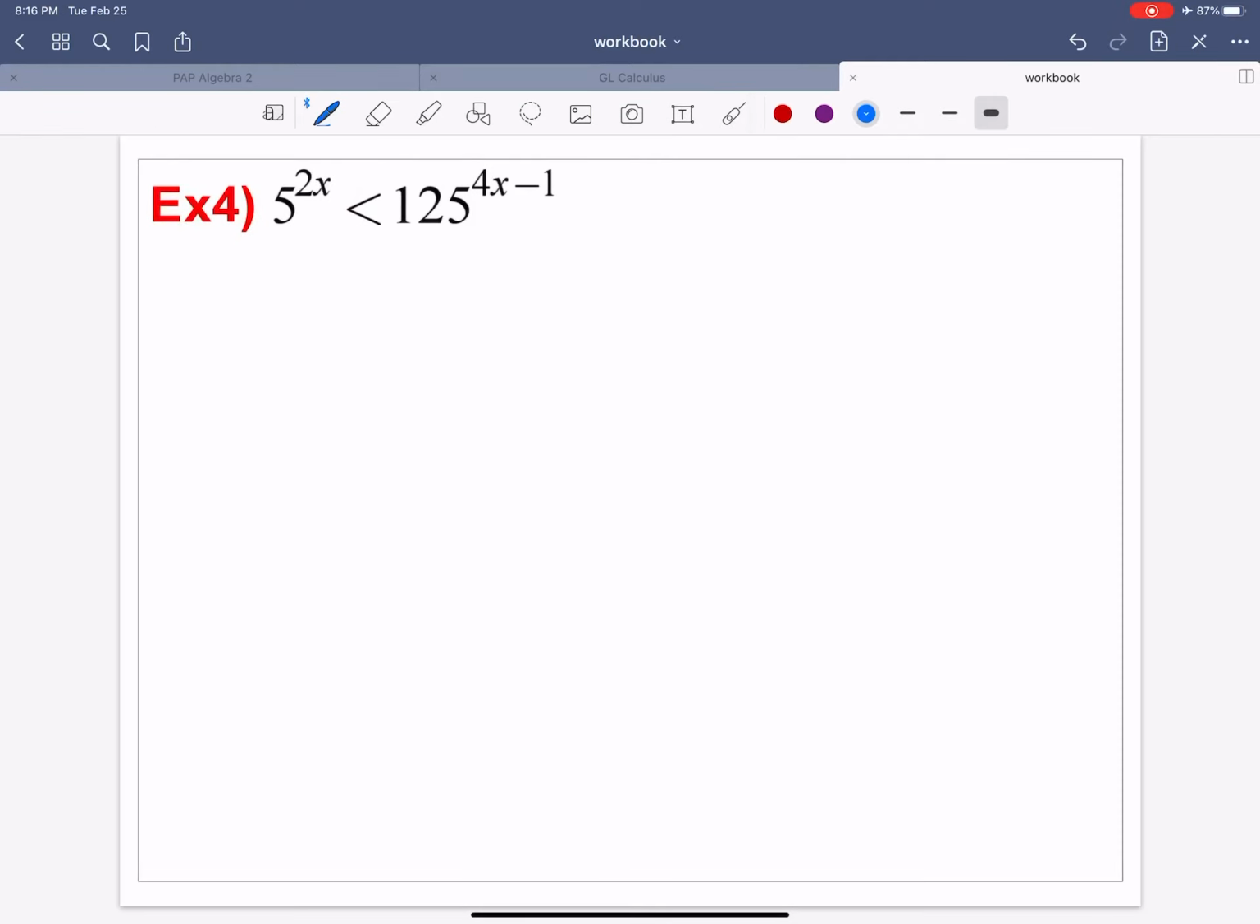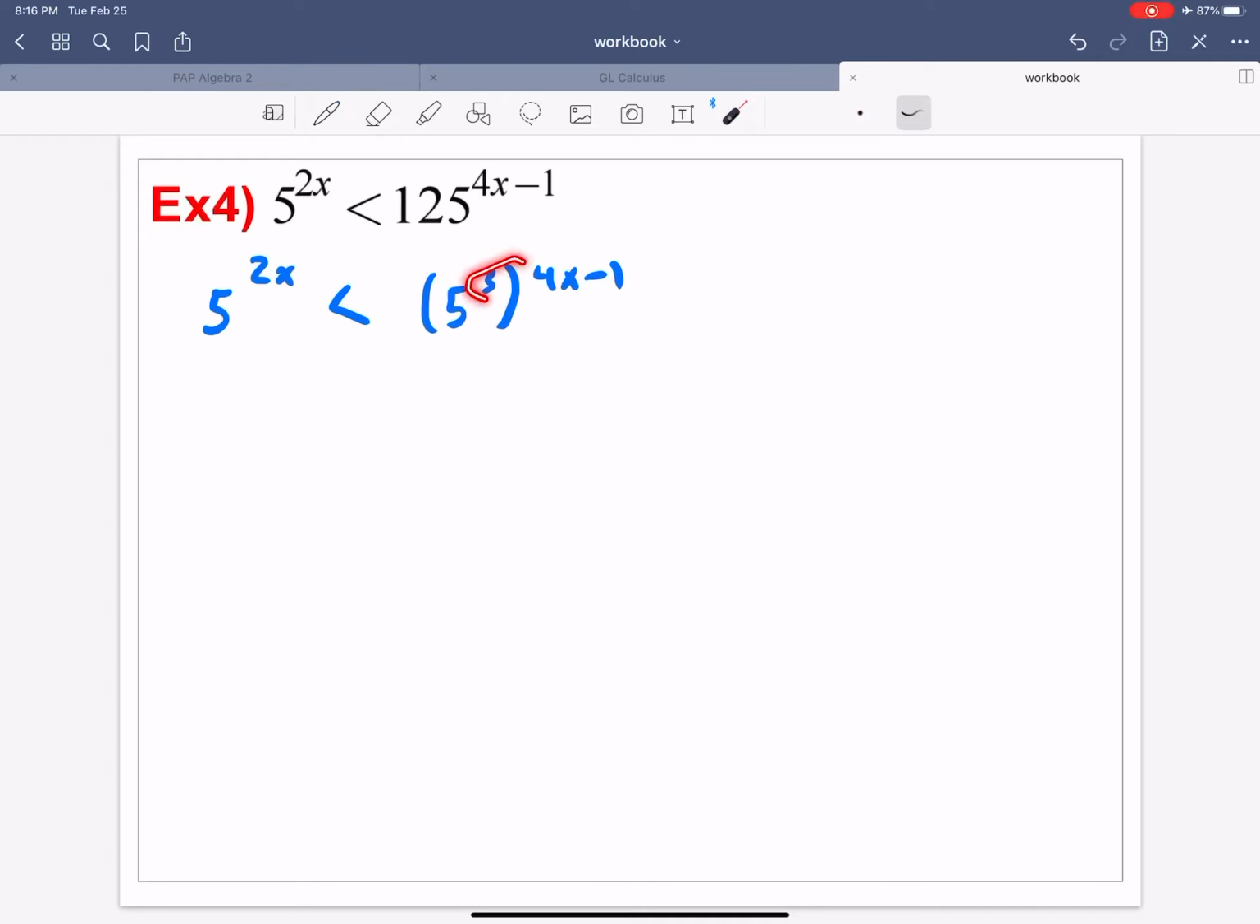Okay, so now we're going to switch gears, and we're not going to look at an equation anymore. We're going to see what happens when our sign changes to an inequality. So actually, nothing really changes here. We do the same process that we've been doing. Step 1 is to equate the bases. So my base 5 and 125, you've got to figure out how to get those to be the same. So hopefully you recognize that 125 can be rewritten as a power of 5. So the left-hand side we'll leave as 5 to the 2x is less than 125 is 5 to the 3rd, and it's still being raised to the 4x minus 1.